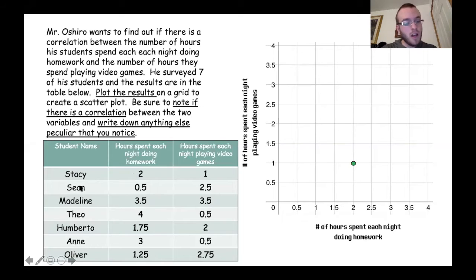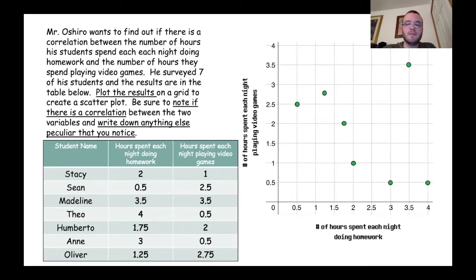Similarly, we can look at Sean. He spent a half an hour each night doing homework and 2.5 hours playing video games. There's his point. Madeline spent 3.5 hours doing both. So we go over on the horizontal axis to 3.5 and up on the vertical axis to 3.5, and there's her point. And if we do that for the rest of the students, we get a scatter plot that looks like this. So now my second question to you was, is there a correlation to this data?